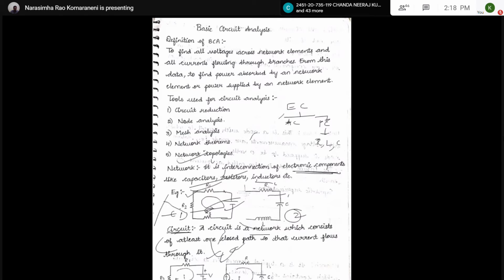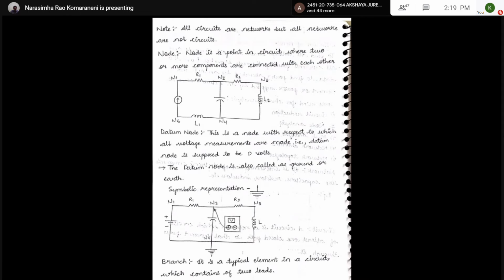It can be either closed or open, right? Whereas a circuit is a network which consists of at least one closed path. If any network consists of one closed path, then it is called a circuit. That is the difference here. See this note: all the circuits are networks, but all networks are not circuits.